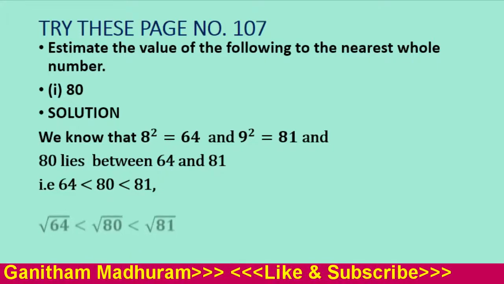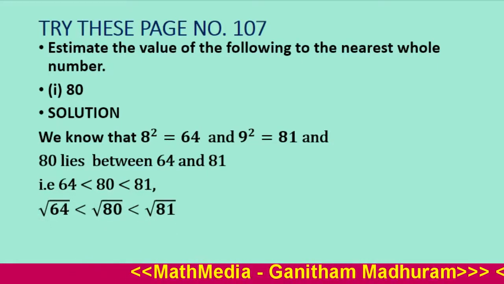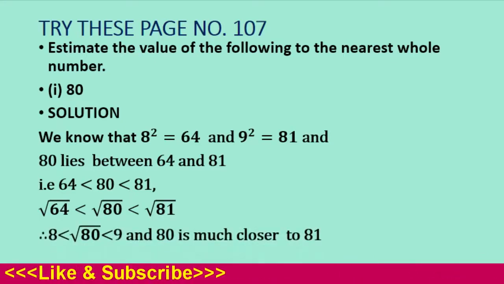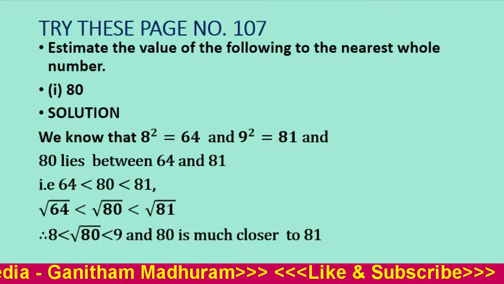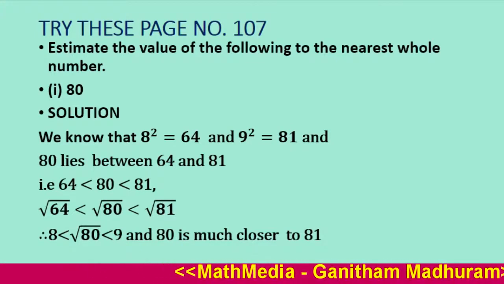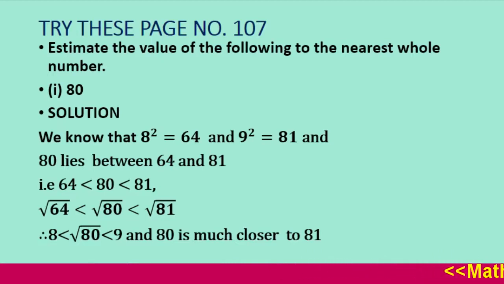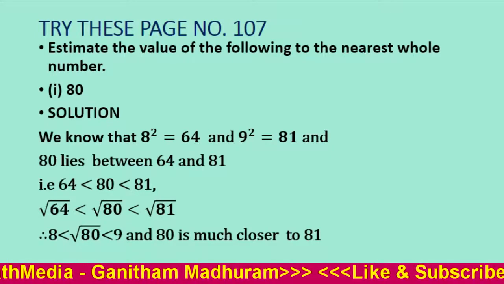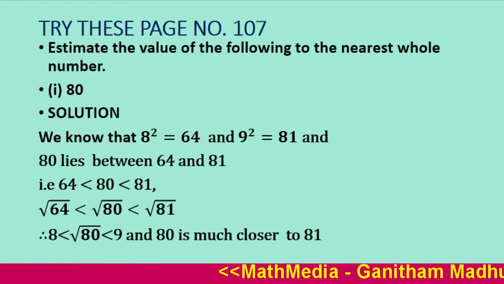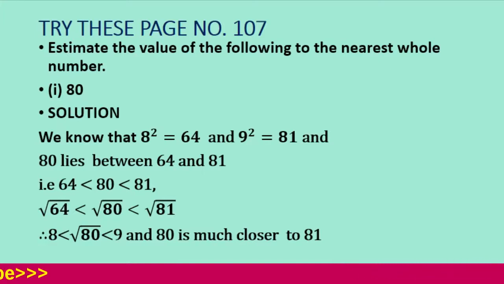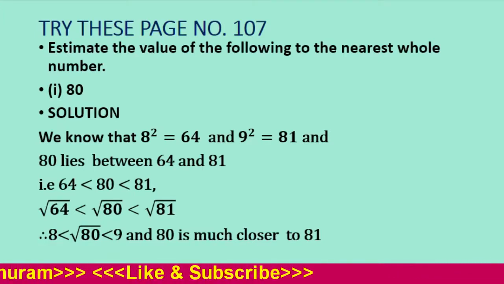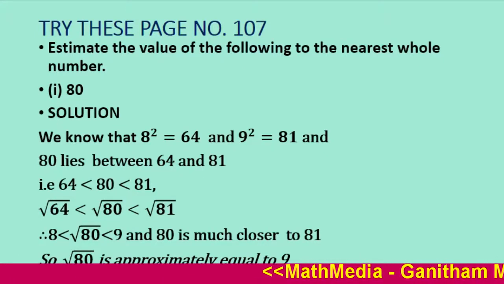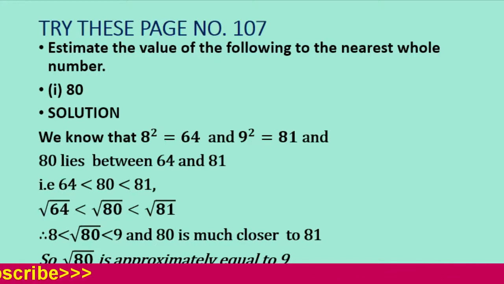Now we can take the square root. So we can write root 64 less than root 80 less than root 81. And we know that 81 is closer to 80. Or we can write 8 less than root 80 less than 9, and 80 is much nearer to 81. So the square root of 80 can be estimated as the nearest whole number as 9. We can take the square root of 81 as the square root of 80.